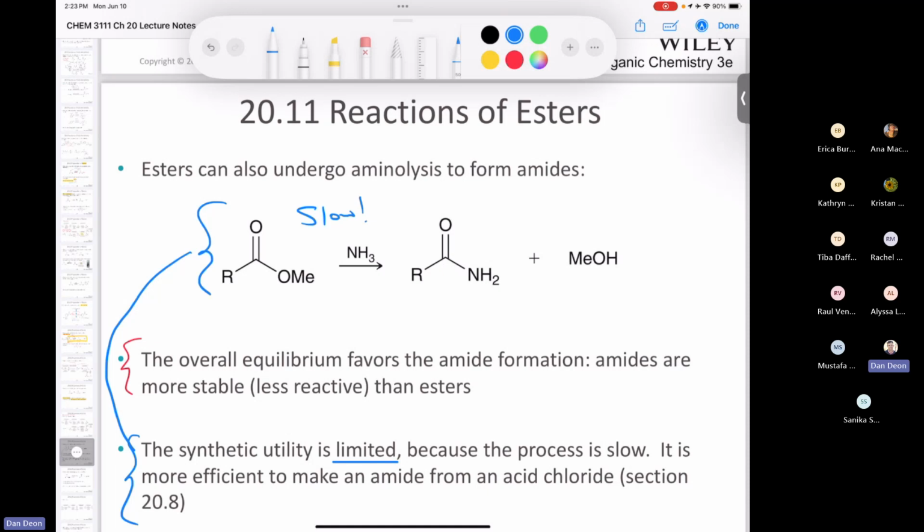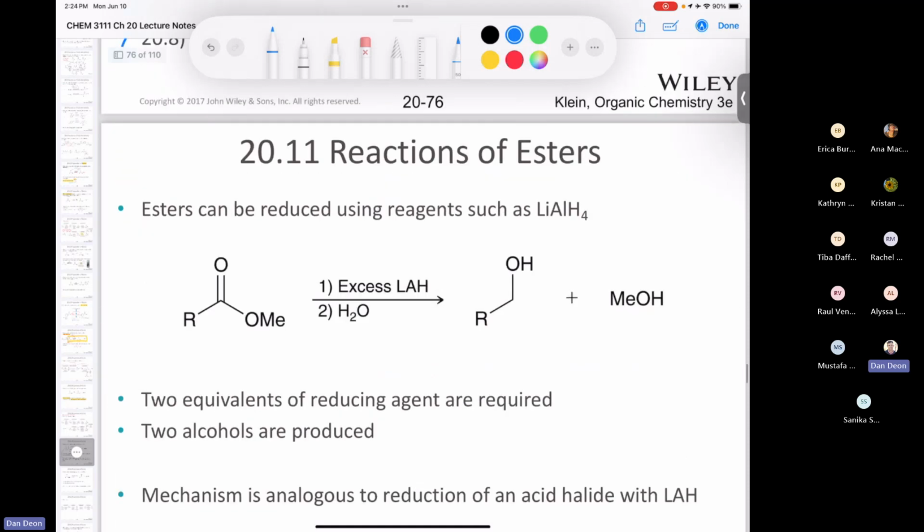And so it's actually way more efficient to make the amide from an acid chloride. What I mean is it would be more efficient to make the carboxylic acid, so to hydrolyze this, then make the acid chloride, then make the amide. That's actually less time than doing this one reaction. It's so slow. But it's a reaction that we have to know. It's called an aminolysis. Is it useful? Not really, but it is pertinent to us as chemists.